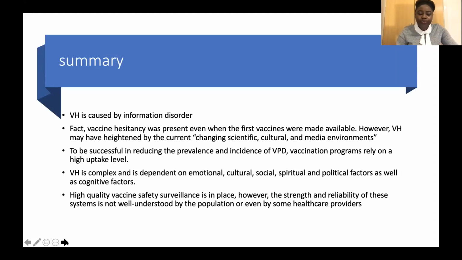And also, my other point is, to be successful in reducing these vaccine preventable diseases, a high level of uptake is very important. So there's no point making the vaccine and it's just sitting there and people are not taking them. People have to take them so that we achieve a high coverage. And if there's a high coverage, that means there's better herd immunity. And then also the safety and the surveillance of this drug needs to be understood by the public, because it is not well understood. And that is why people are actually doubting how important and how safe these vaccines are.